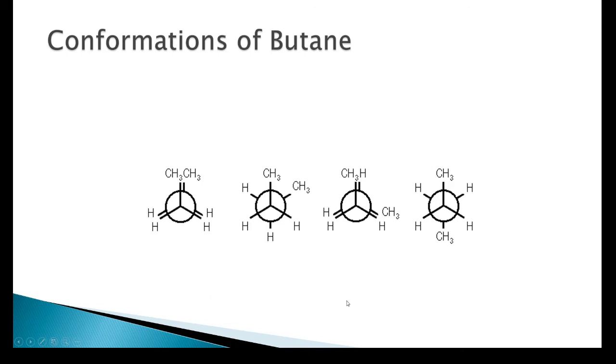Well, here is butane, and here are 4 different ways of showing butane. We have eclipsed, where the 2 methyl groups are next to each other. We have staggered. We have eclipsed again, where a methyl is near a hydrogen. And then we have staggered one more time, where the methyls are across from each other. So if I were to number these 1, 2, 3, and 4, which one of these is the least amount of energy and which one is the most, do you think?